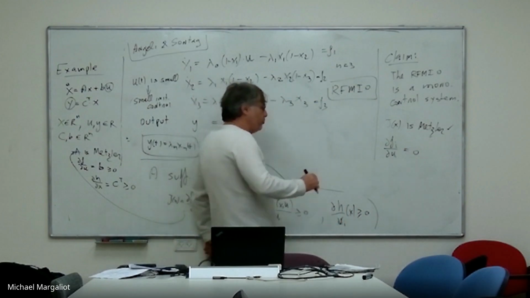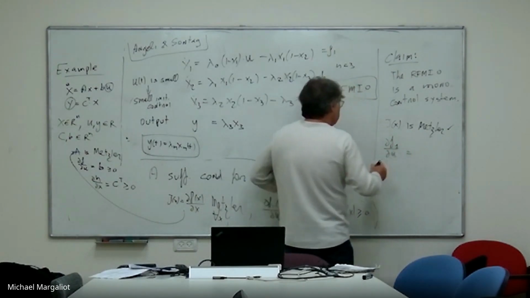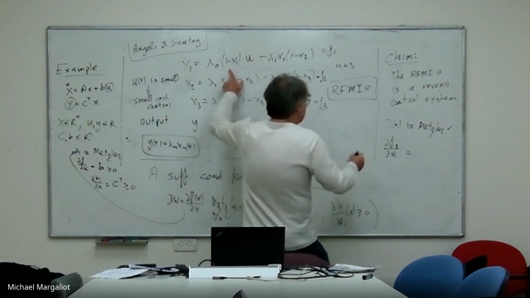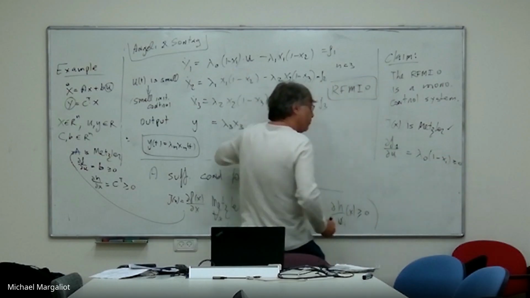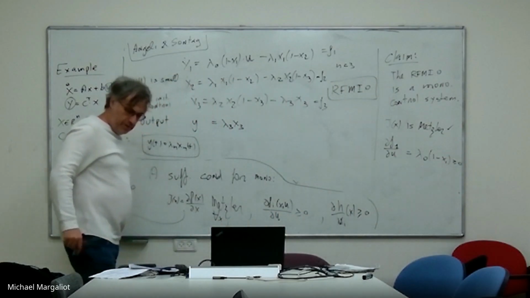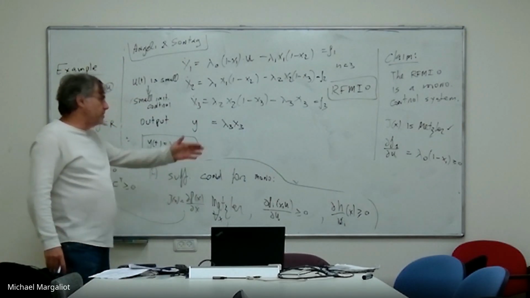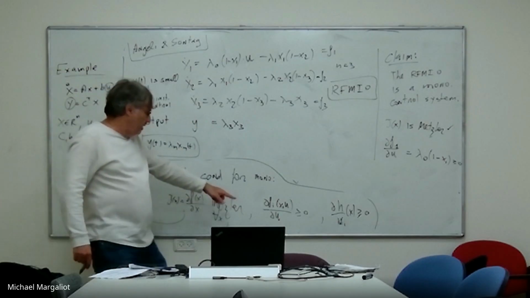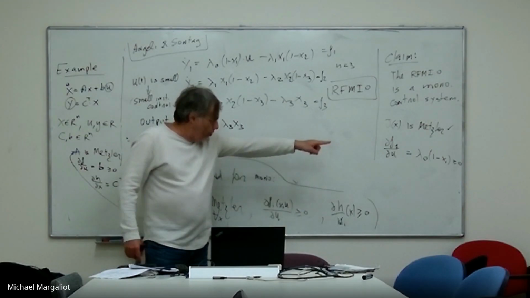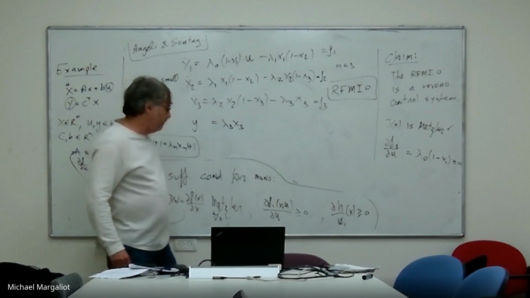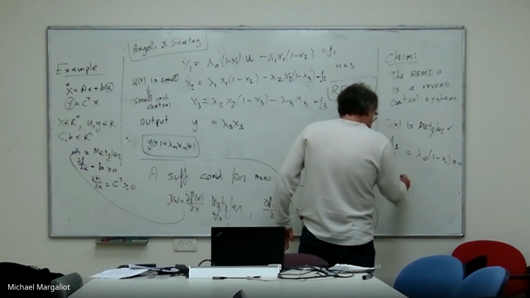The only thing we need to check is dF1 to du, where this is not 0. What is it? We differentiate this with respect to u, we get this. This is always non-negative because x1 is between 0 and 1, and lambda 0 is a positive constant. So dFi to du is always 0, or this quantity which is non-negative. And finally, we have to check dH to dxi.